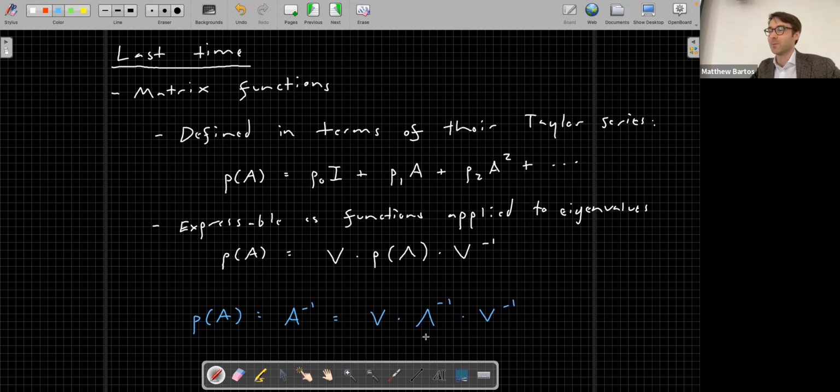So if a matrix is not invertible, what does that imply about the eigenvalues of that matrix? There's at least one eigenvalue that is equal to 0. So what happens when we try to apply this function? We will end up with 1 over lambda 1, 1 over lambda 2, all the way to 1 over lambda n, and then times V inverse. If any of those lambdas are equal to 0, what happens when we try to take 1 over 0? It's undefined. So this shows another reason why we can't take the inverse of a matrix that is not full rank. Okay, so in summary, functions of a matrix can be expressed as functions applied to the eigenvalues of that matrix.